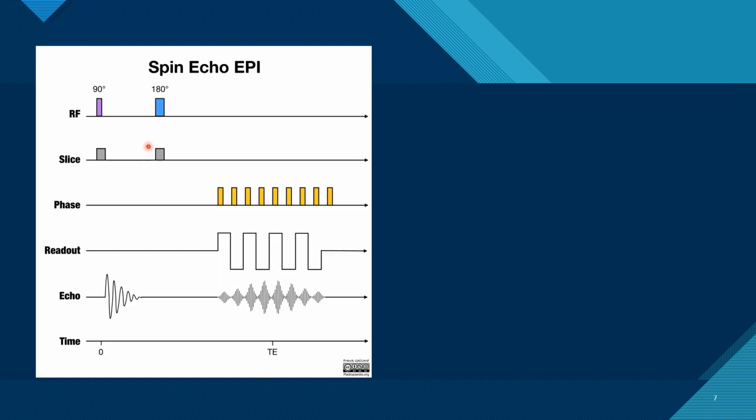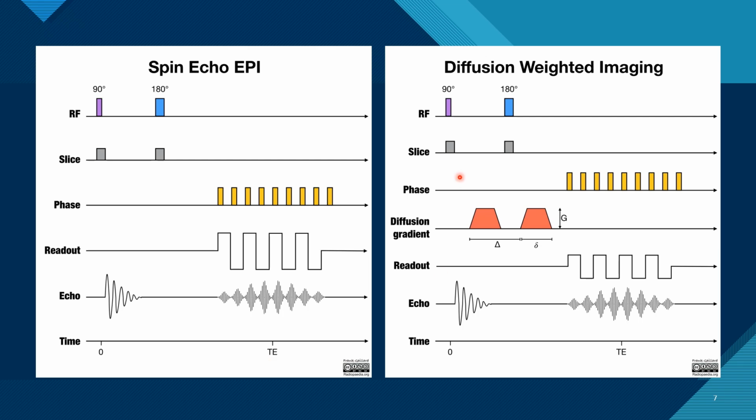Okay, so this is what happens exactly with the echoplanar EPI. As we said, we give a 90-degree pulse. This will give us the phasing of the protons. And then we give our 180-degree pulse. And in order not to lose the signal, we keep giving partial positive and negative gradients, and this will give us multiple echoes within the echo time needed to acquire the image. Okay, so what happens when we put a diffusion gradient just before and just after the 180-degree pulse? This will give us a diffusion weighted image.